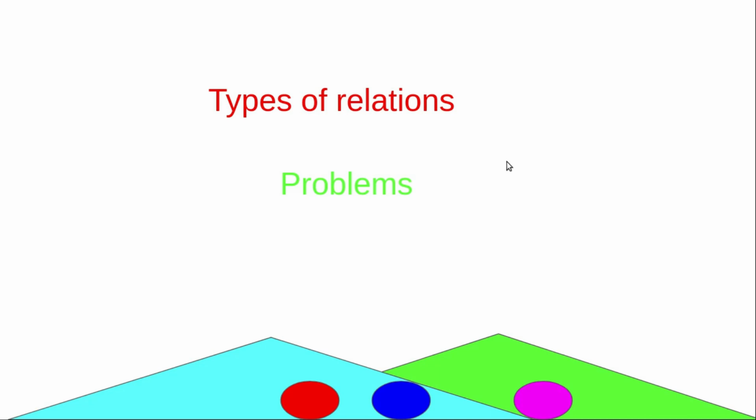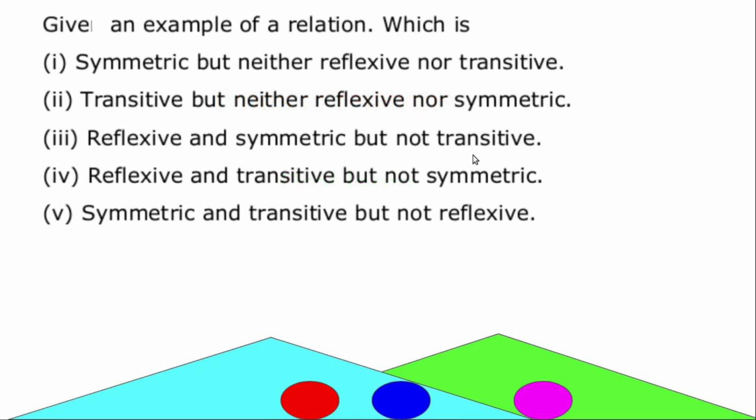This tutorial consists of some problems related to types of relations. Give an example of a relation which is, first one, symmetric but neither reflexive nor transitive. Second one, transitive but neither reflexive nor symmetric. Third one, reflexive and symmetric but not transitive.